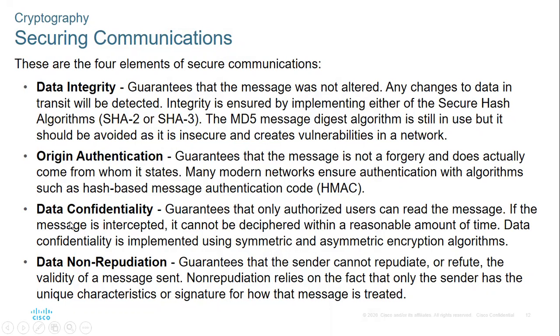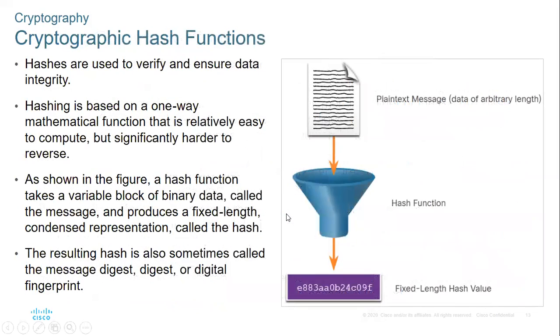Data confidentiality guarantees that only authorized users can read the message. Data non-repudiation means that when somebody has sent you something, he won't be able to refuse, saying that he's not the one who sent the information.